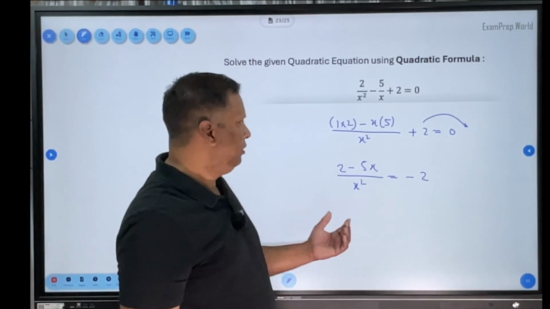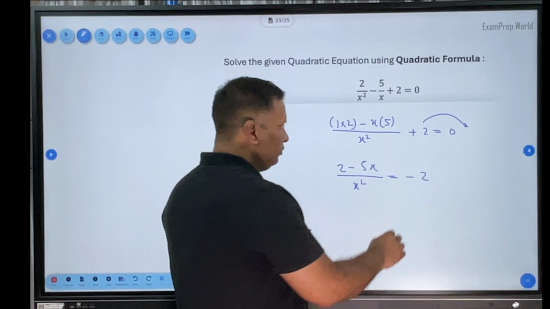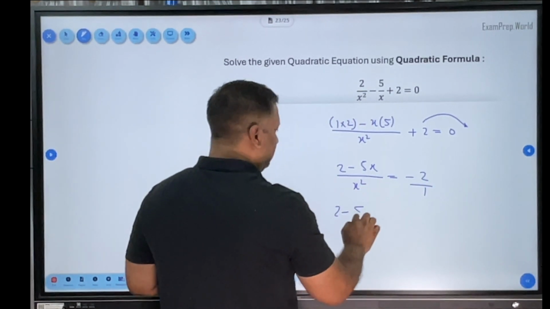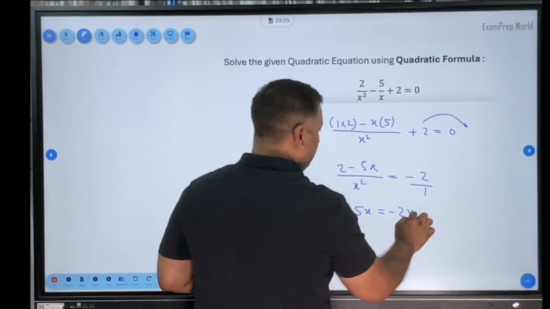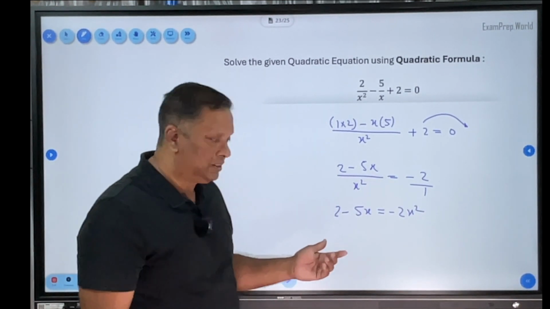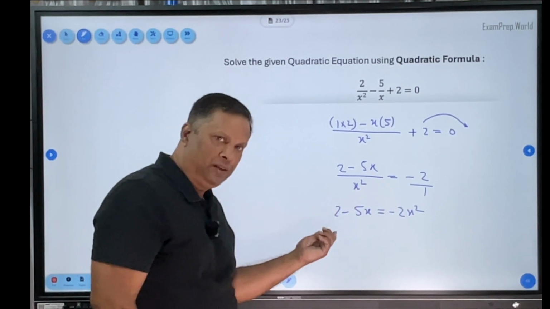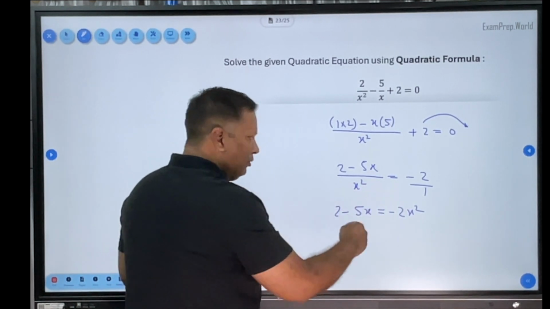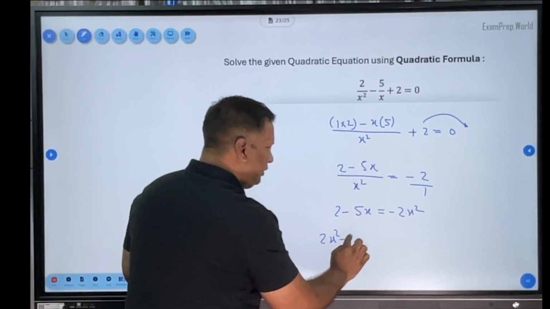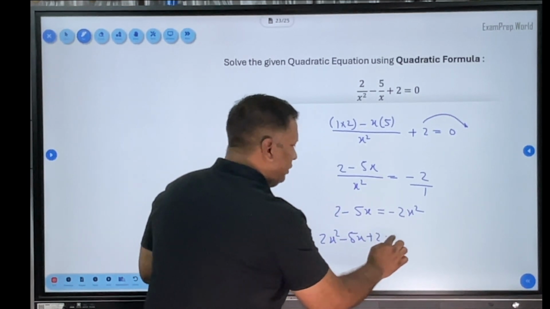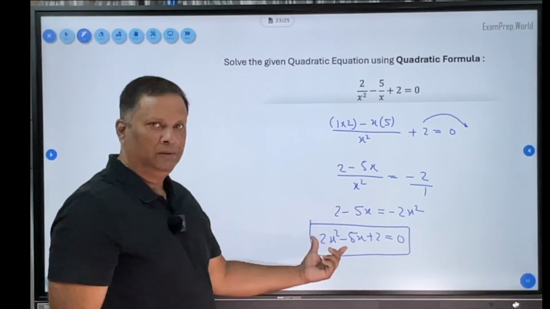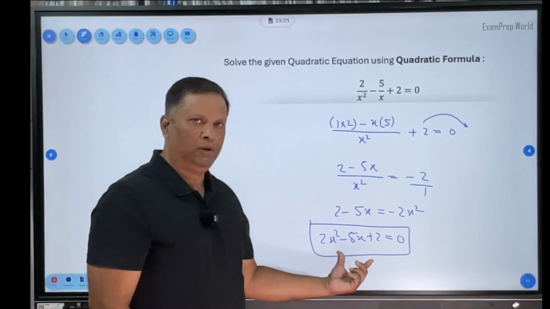Correct? Now, what do we do? Write 1 here, cross multiply. So it becomes 2 minus 5x equals negative 2x square. Now is it looking like a quadratic? Yes. If you get this 2x square on the left side, it will become positive 2x square, and I will write negative 5x first and plus 2 equal to 0. So now we have our quadratic. Now we can use the quadratic formula to solve this.